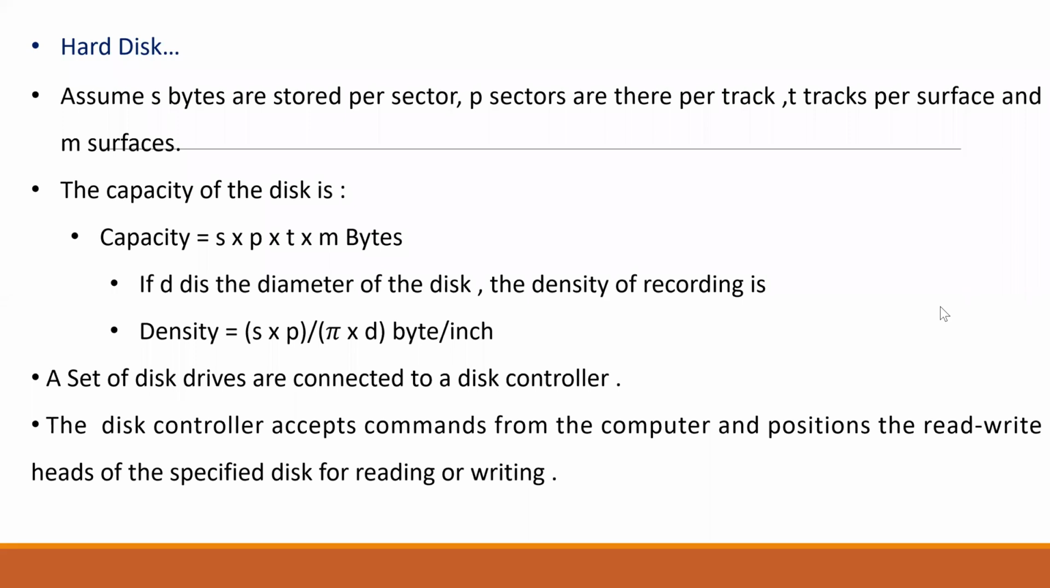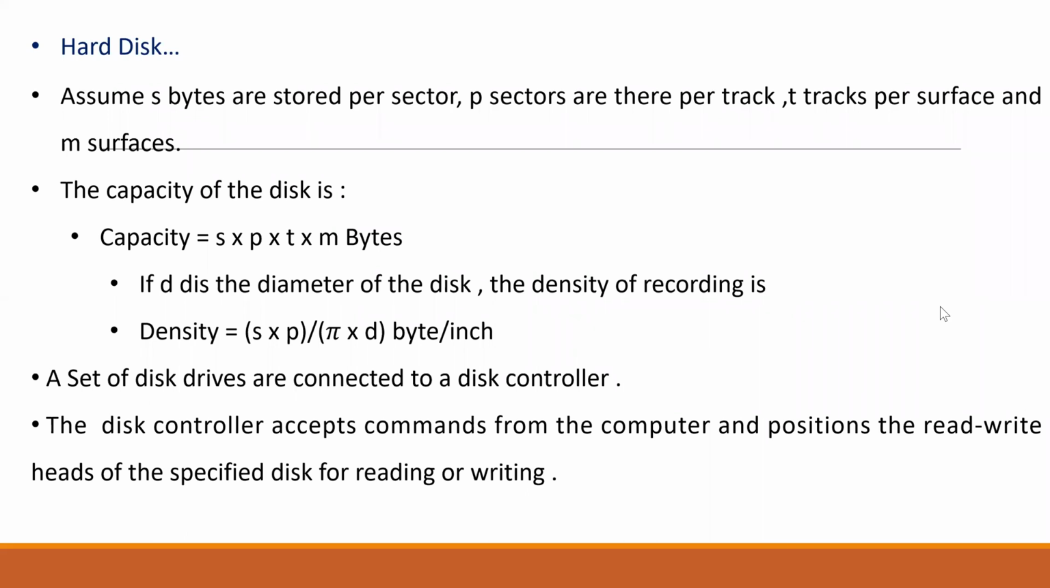S is the number of bytes you can store per sector. P is the number of sectors available per track. T is the number of tracks per surface, and M is the total number of surfaces. So by multiplying all of these, you can get the size of your hard disk.